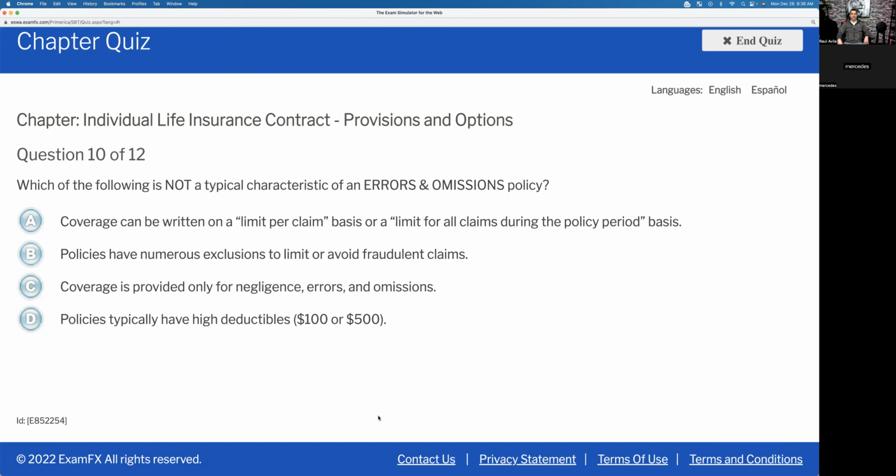Which of the following is not a typical characteristic of an errors and omissions policy? Coverage can be written on a limited per claim basis or a limit for claims during the policy period basis. Policies have numerous exclusions to limit or avoid fraudulent claims. Coverage is provided only for negligence, errors, and omissions. Policies typically have higher deductibles, 100 to 500. Errors and omissions. Oh, errors and omissions.